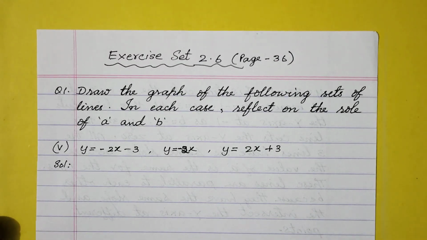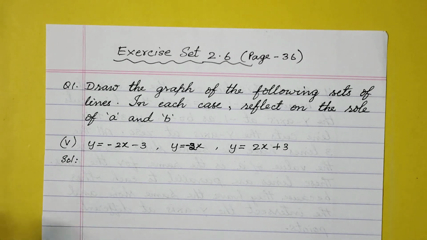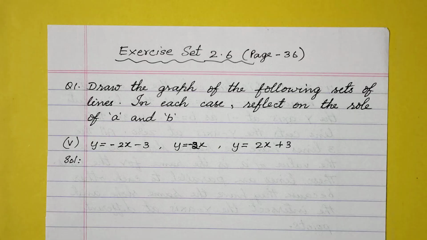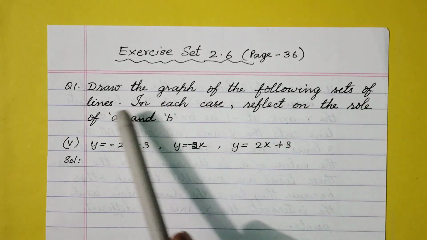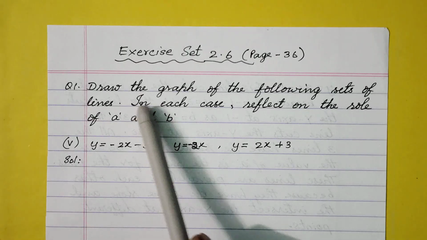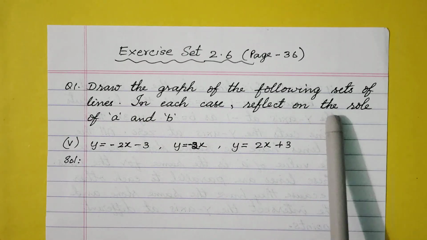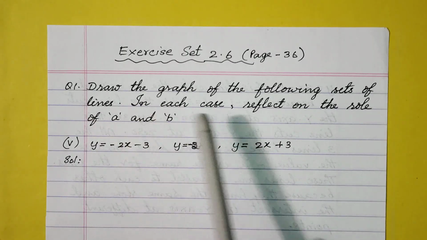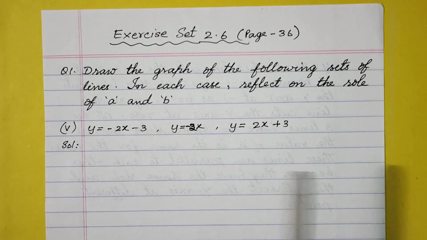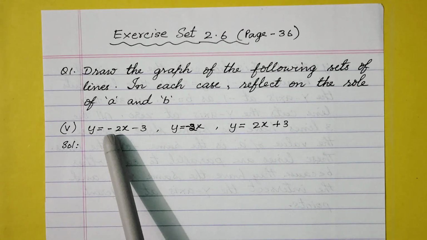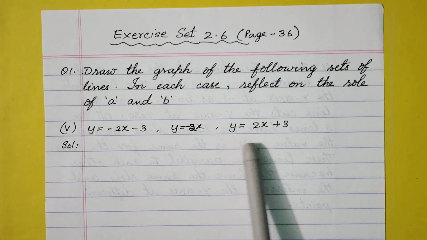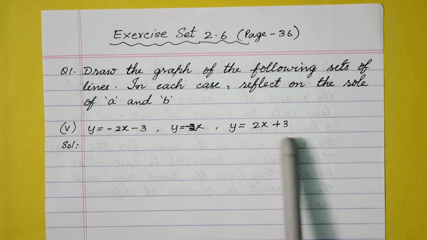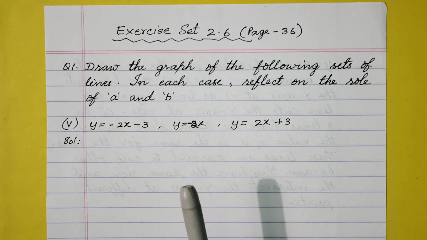So the question says, draw the graph of the following sets of lines. In each case, reflect on the role of A and B. They are given three equations here. y = -2x - 3, y = -2x, y = 2x + 3. So we have to draw the graphs of all these three.